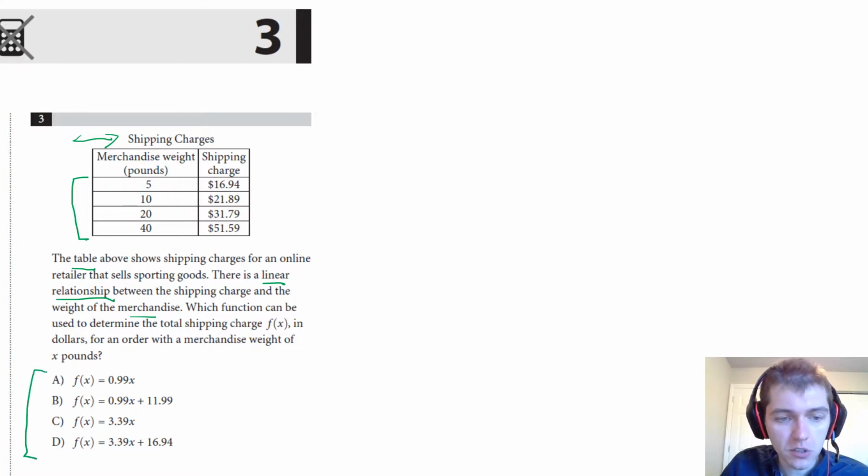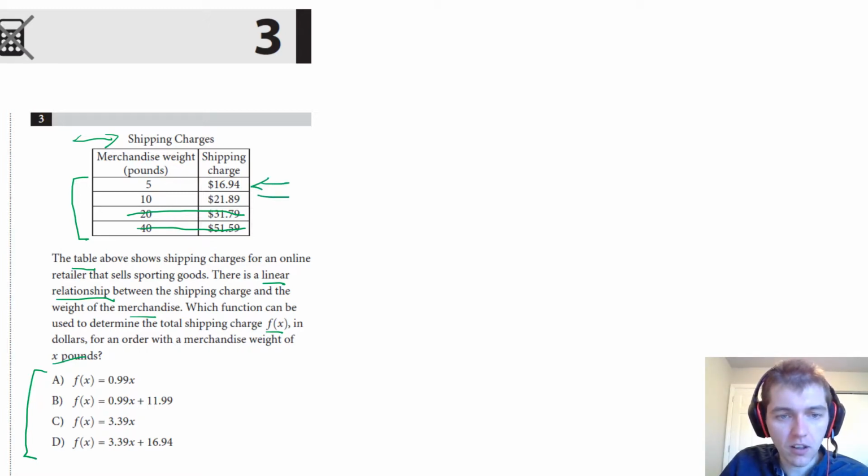Which function can be used to determine the total shipping charge, f of x, in dollars, for an order with merchandise weight x pounds? Okay, so start by looking at the forms that your final equations take. It's the y equals mx plus b form of a line, m being the slope, b being the intercept. And looks like there's a pretty quick way to get this one done, which is, again, I said this is linear, so just throw out these last two lines. They're larger numbers. We don't want to deal with larger numbers. Just look at these two.